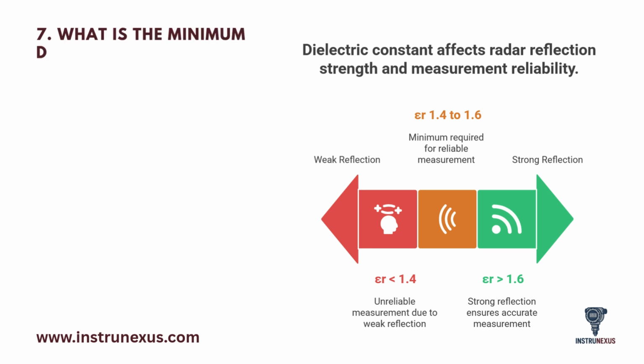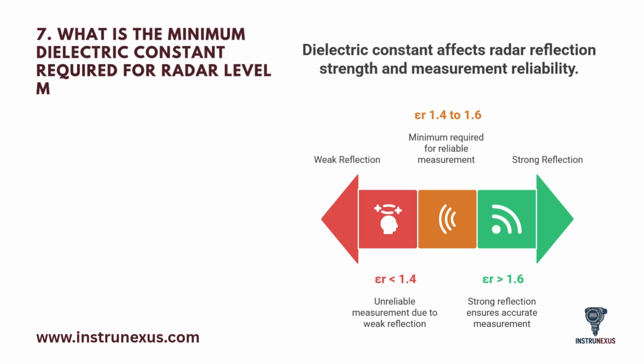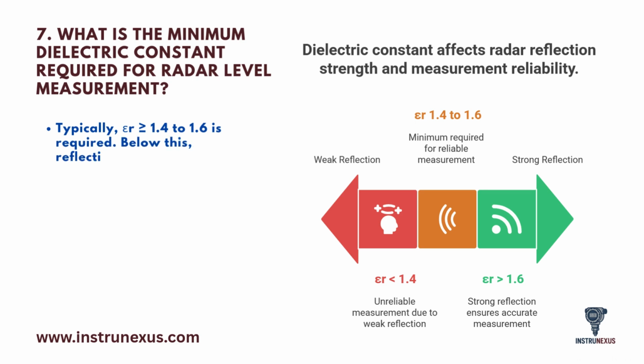What is the minimum dielectric constant required for radar level measurement? Typically, epsilon r greater than or equal to 1.4 to 1.6 is required. Below this, reflection strength is too weak, and measurement may be unreliable.